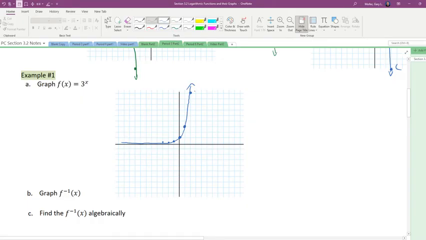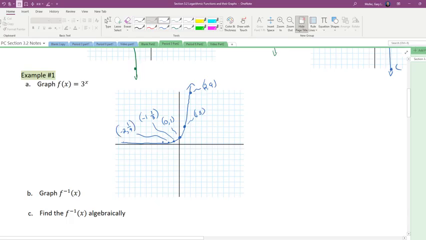Let's label these points. This is 2, 9. This is 1, 3, 0, 1. This is -1 and a 3rd. And let's do one more. This is -2 and a 9th.